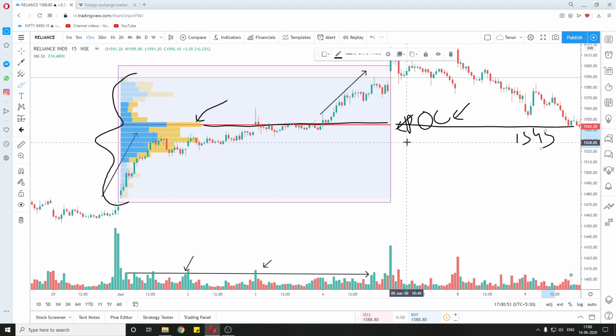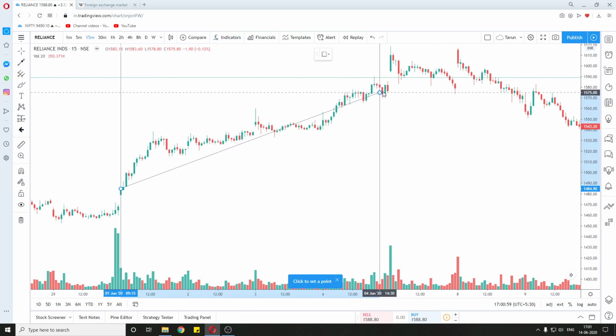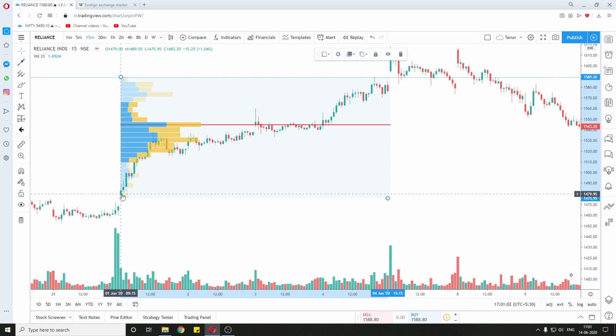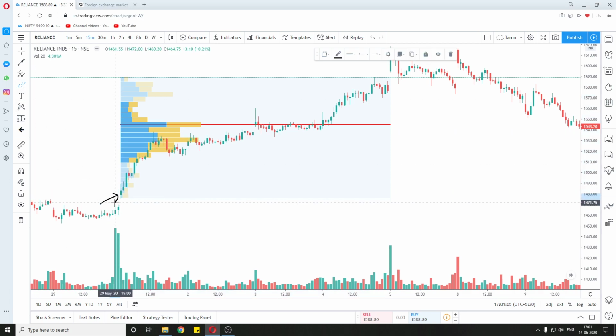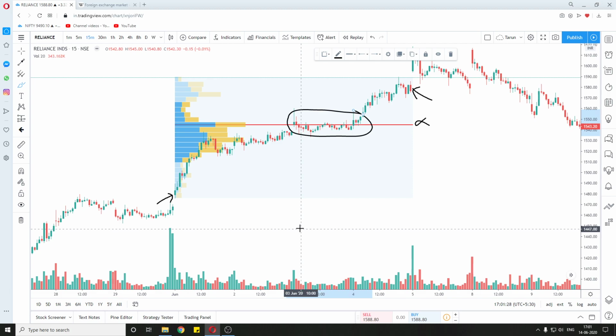So in this particular range, let me clear the chart and plot the fixed volume profile again. It tells us that from 1 June, which is this candle, to the last candle on the 4th June, between 1 June and 4th June, the maximum number of shares were traded at 1545 rupees. So this becomes an important level. Now we will talk about why this is an important level. We'll talk about it, but first I wanted to just show you how the volume profile works and what it tells. So it tells us about the price.